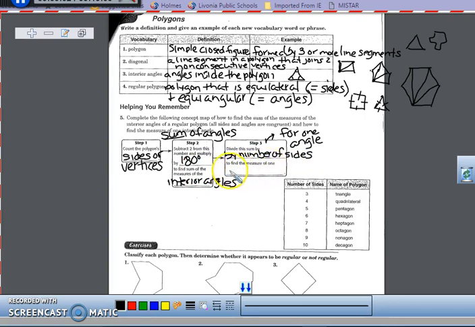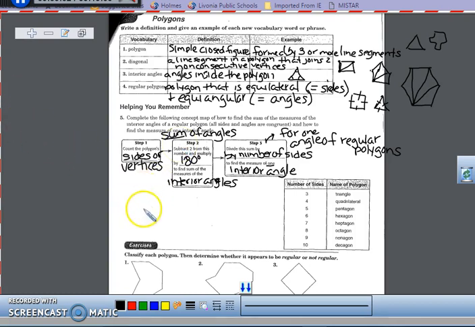To find the measure of one interior angle, this is for one angle, of regular polygons. That's important. You can't do this with any other polygons. They have to be all equal angles so that you can divide by the number of angles that it has.